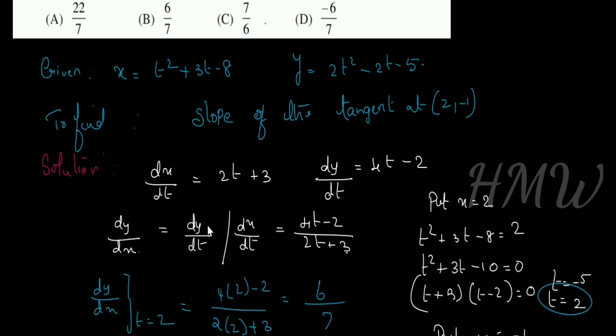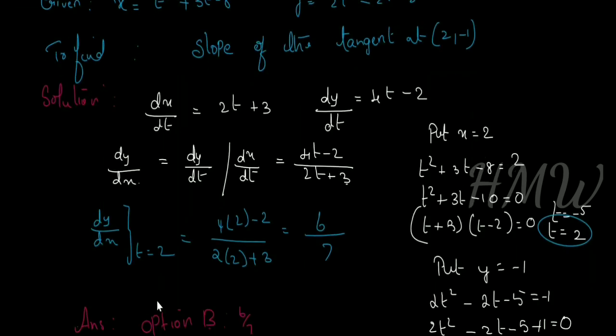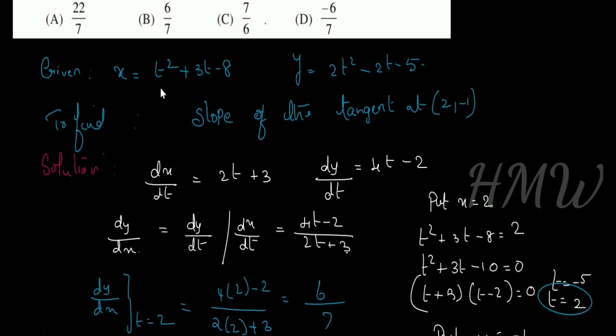So dy by dx is 4t minus 2 by 2t plus 3. Now we have to find the slope at the point. The slope we got in terms of t, but the point is given in terms of x and y. So we have to find t. So how do you find t? Put x is equal to 2 in this and solve this quadratic equation.